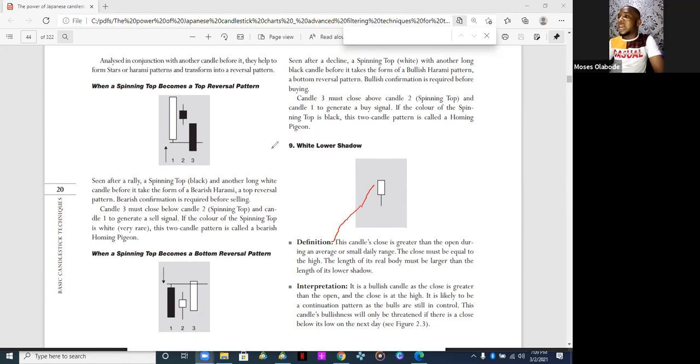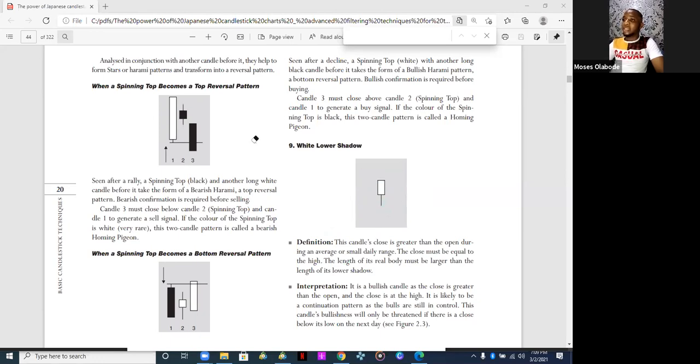But if after this bullish candle forms, the next candle closes below it here, it means that the bullish pressure is being threatened. So whenever I see a candle like this, you should always wait for the next close, whether it closes above it or below it. This is called a white lower shadow. It's a kind of bullish candle also. So always wait for confirmation.